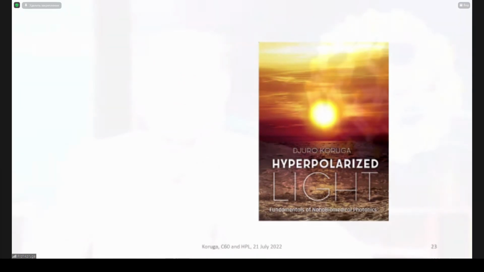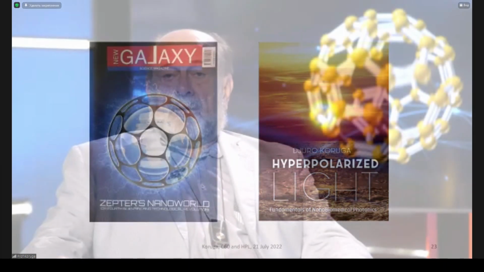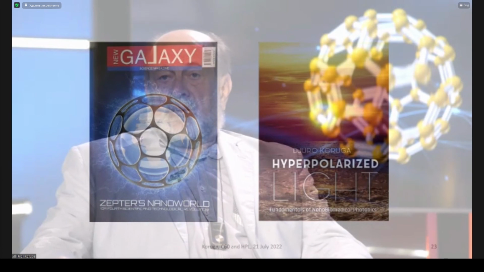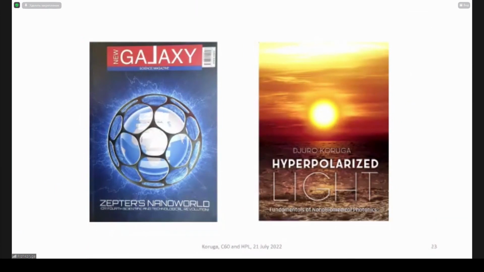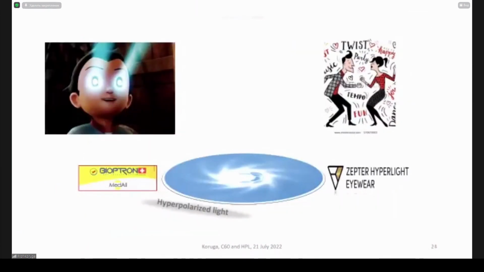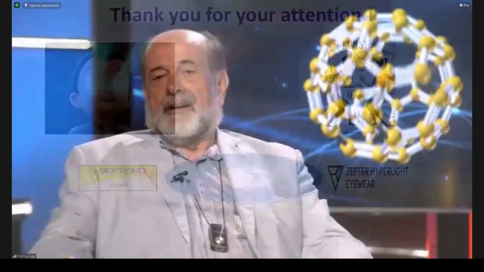More about this, you can read in this book, but also in the special scientific magazine, the Galaxy. And you can learn about our innovation and our unique product on the market.